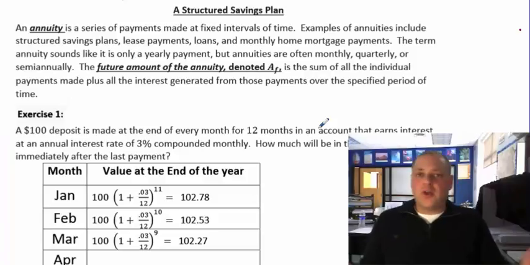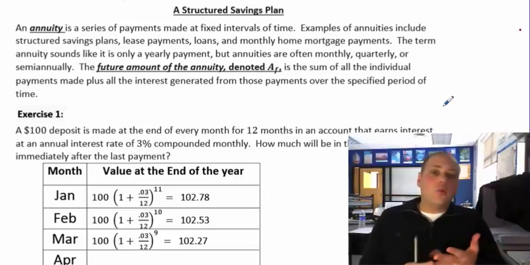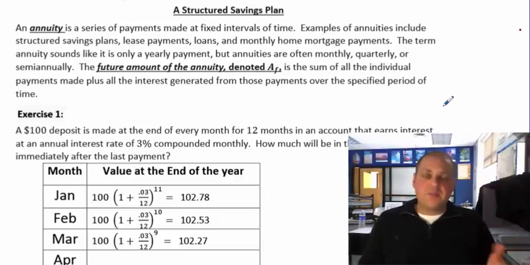An annuity, it's called an annuity. An annuity is a series of payments made at fixed intervals of time. Examples of annuities include structured savings plans, lease payments on a car, loan payments, monthly home mortgage payments. You buy a house, you have to make payments. That's how they calculate how much you're going to have to pay per month. You buy a new car, how much are you going to have to pay per month for the car. This is how it's calculated. So very, very practical uses here.